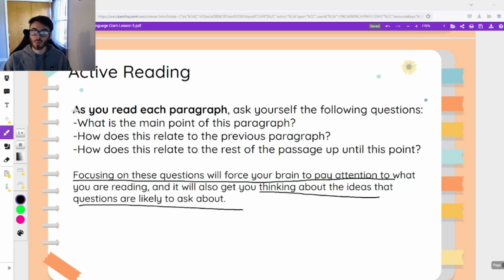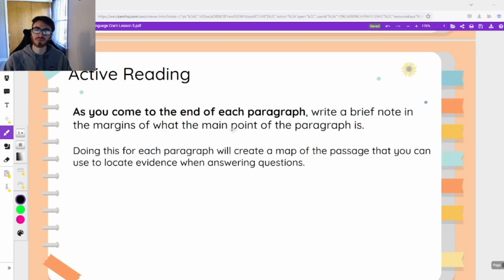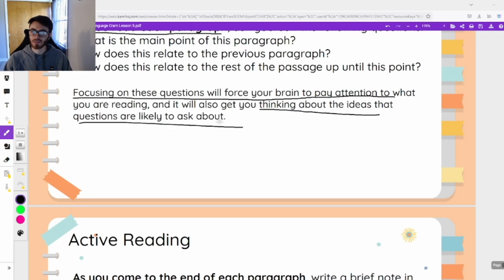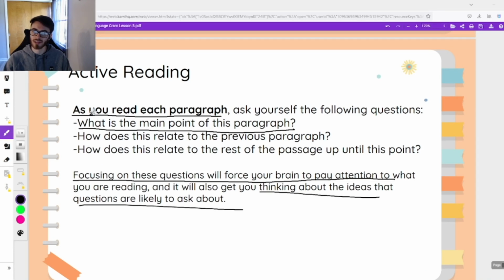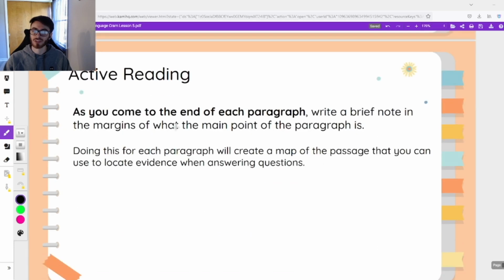So that's one part of active reading. These are the things you do as you read each paragraph. Another part of active reading is what you do when you come to the end of each paragraph. And that is to simply write a brief note in the margins of what the main point of the paragraph is. So one of those questions that you should be asking yourself anyway, once you get to the end of the paragraph and you have an answer to that question, quickly jot it down in the margin next to that paragraph. And the reason we do this is to create a map of the passage that we can use to locate evidence when answering questions.